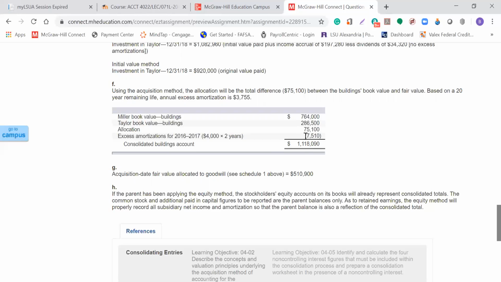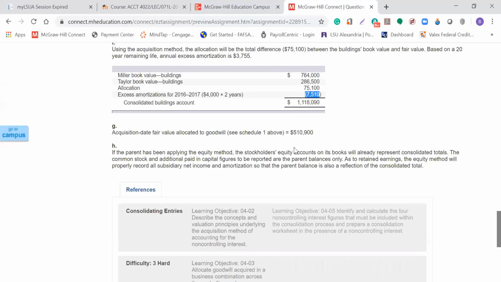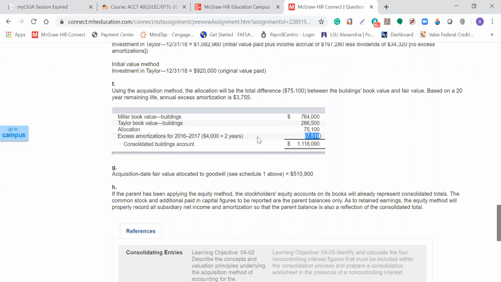$7,510. Your consolidated building account will be $1,118,090. Pay close attention to this number right here, guys, and look for how they arrived at 7,510 versus the 4,000 times the 2 years, okay?